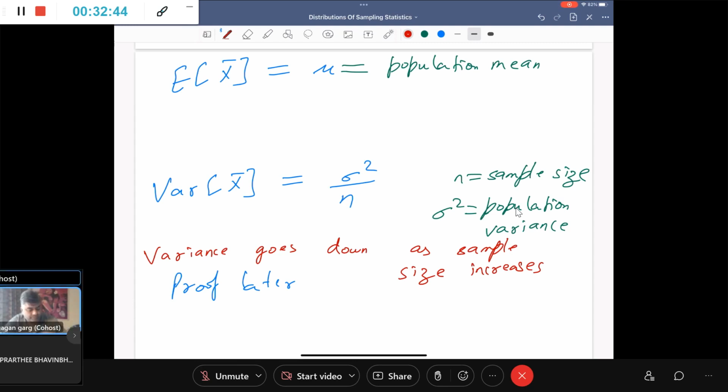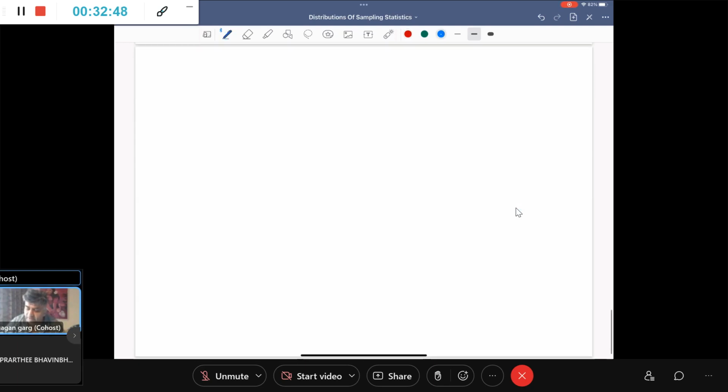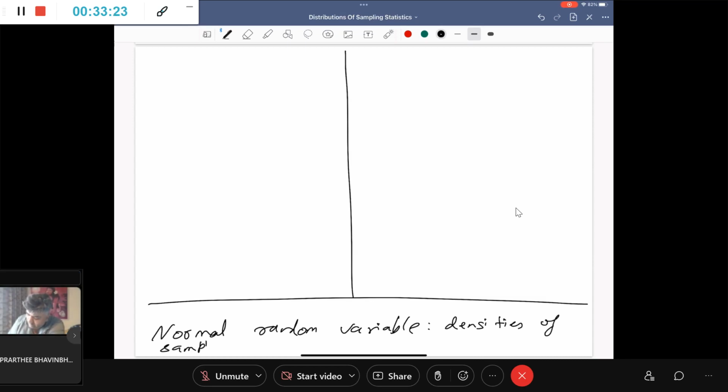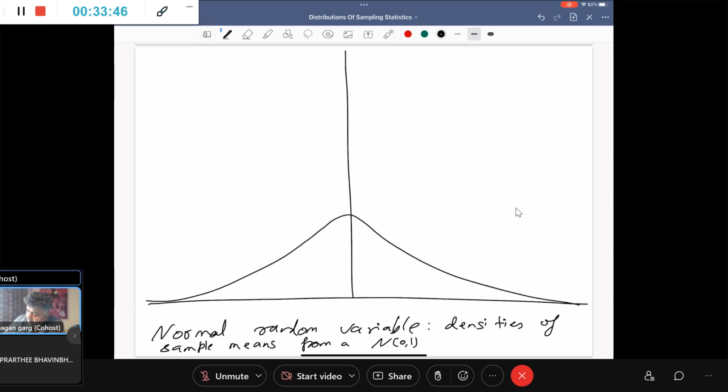So, for a normal random variable, this is how it looks. Let's say we plot the graph, they're all normal random variables. Suppose you take a sample of size 1, and what we are plotting here is densities of sample means from a standard normal population, N(0,1), mean is 0, variance is 1. If we take a sample of size 1, it will look like this. This is for n equal to 1.